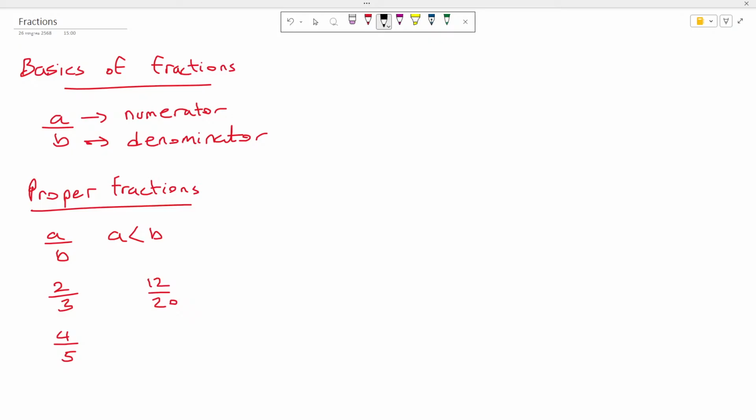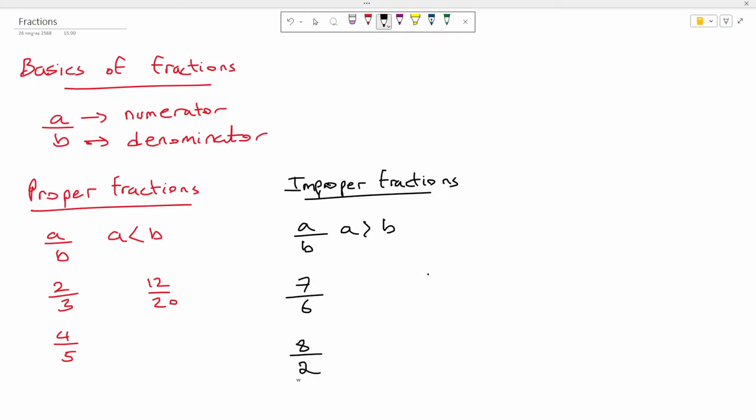Now, the next one we'll be talking about is what we call improper fractions. What do we mean by improper fractions? Improper fractions are fractions where the numerator will be more than the denominator. In this case, guys, it could be 7 over 6, it can be 8 over 2, it can be 13 over 12, and so on. This is what we call improper fractions.